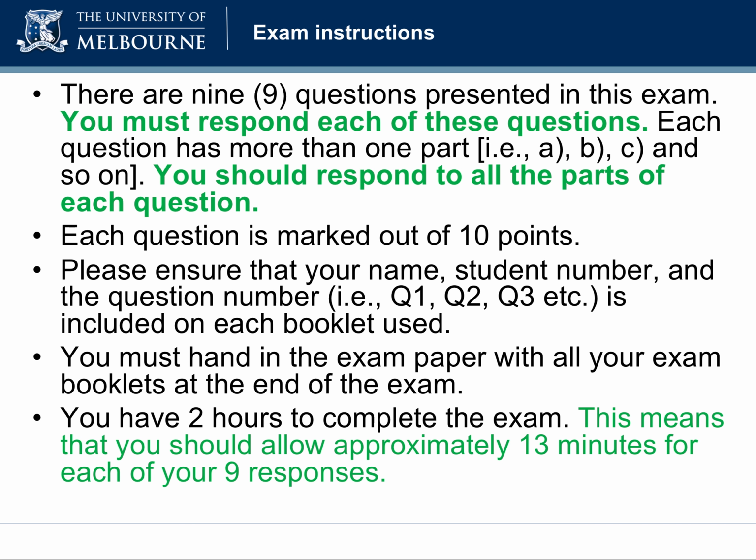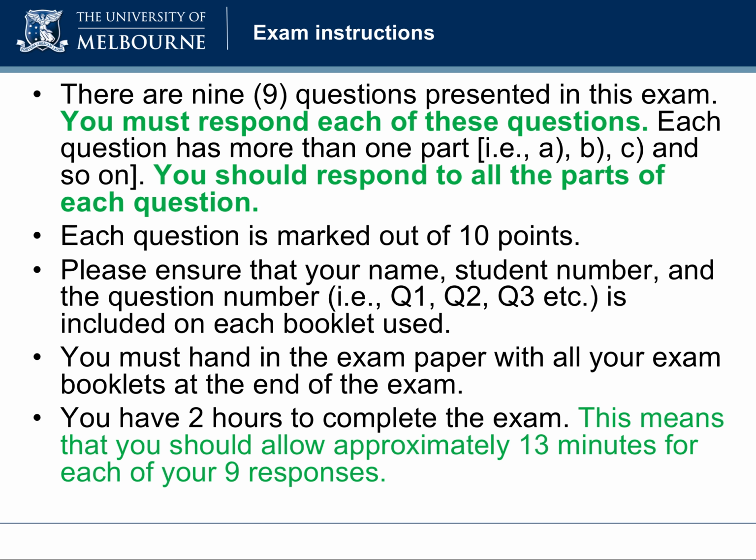Each question will be marked out of 10 points. So when you look at the questions on the question paper during the reading time for the exam, you will see that all of the marks add up to 10 points for each question. Now, really importantly, make sure that you put your name and your student number and the question number on each booklet that you use. And I would recommend starting a new page for each answer that you give.